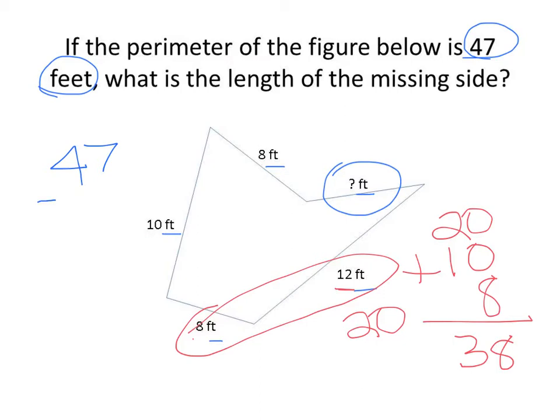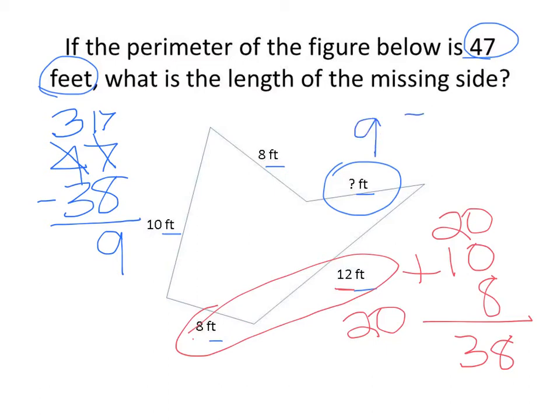So 47 minus 38. We need to decompose a 10, so we'll only have 3 tens, and those 10 ones, we're going to put them with the 7 ones we already have. Now we have 17 minus 8 is 9, and 3 minus 3 in our tens place is 0. So I'm just going to leave it as 9. So the missing side is 9 feet.